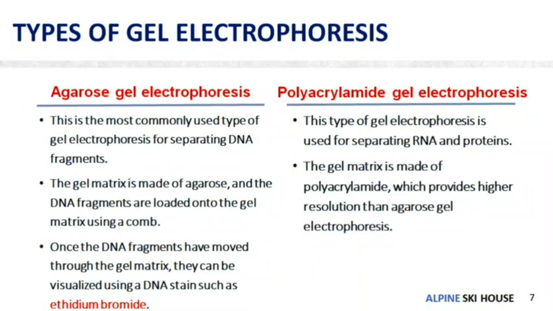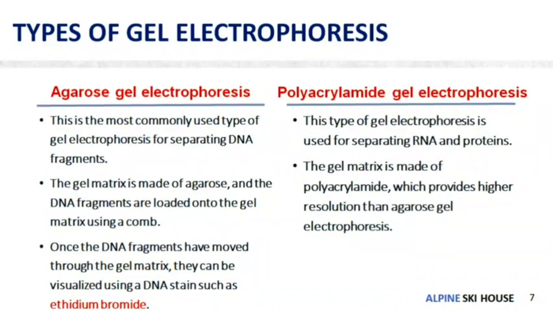We have two types of gel electrophoresis. First type, agarose gel electrophoresis, which is the most commonly used type for separating DNA fragments. The gel matrix is made of agarose and the DNA fragments are loaded into the gel matrix using a comb. Once the DNA fragments have moved through the gel matrix, they can be visualized using a DNA stain such as ethidium bromide. The second type is polyacrylamide gel electrophoresis, which is used for separating RNA and protein.